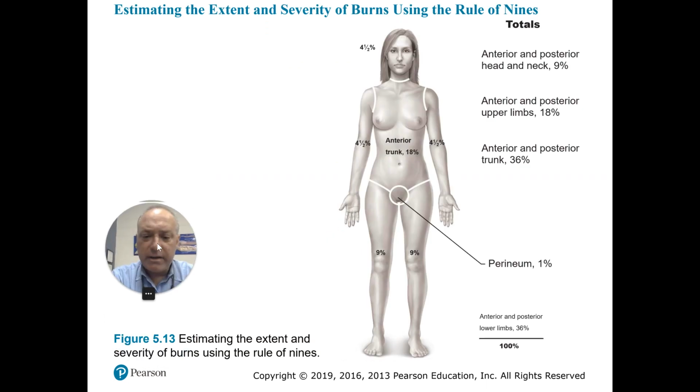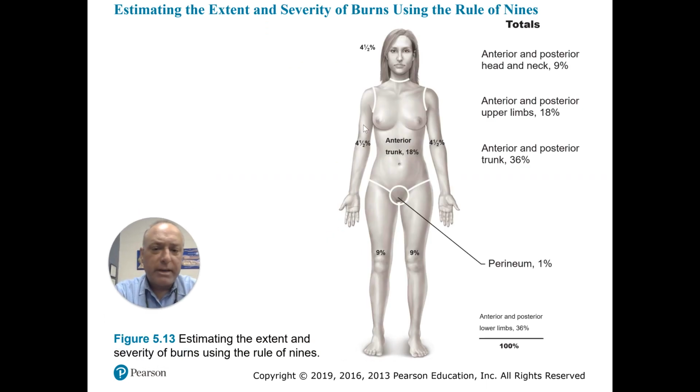So you can calculate if somebody has burnt their right arm back and front, that would be 9%. If they've got both legs, that would be 36%. And so you can add that up and say 45% of this person is burned with their 2 legs and their arm.